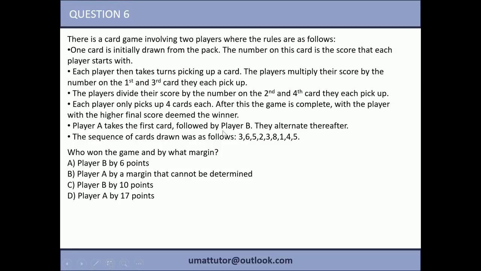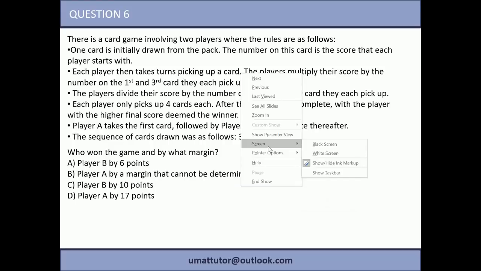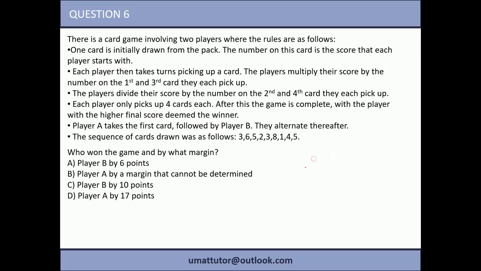So in this game you can see there are 2 players. Initially one card is taken from the deck, and after that player A and B alternate back and forth, beginning with player A, and they multiply. Each player multiplies their initial score by their 1st and 3rd card, and divides it by their 2nd and 4th. So all we need to do here is be very careful with working out who picked up what card and in what order. Now the order is given here, and you can see that there are 9 numbers in total. And it says that each player only picks up 4 cards after the initial card is drawn.